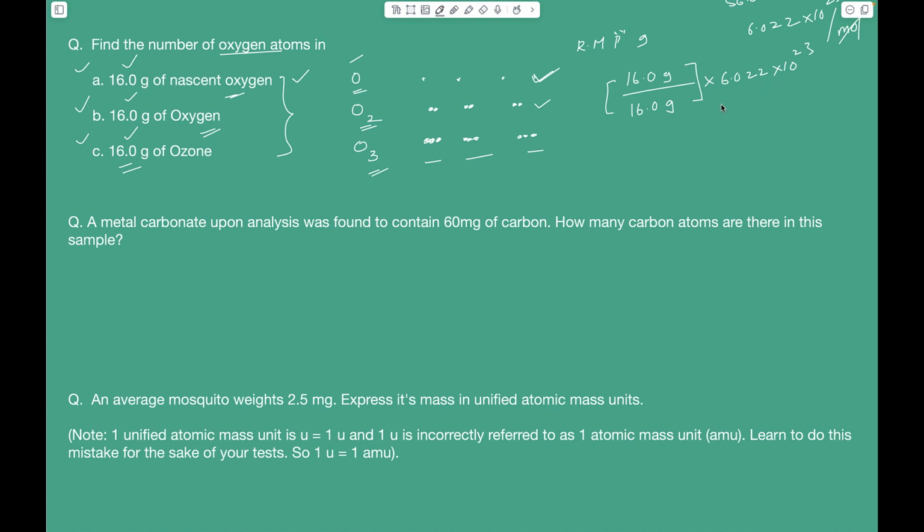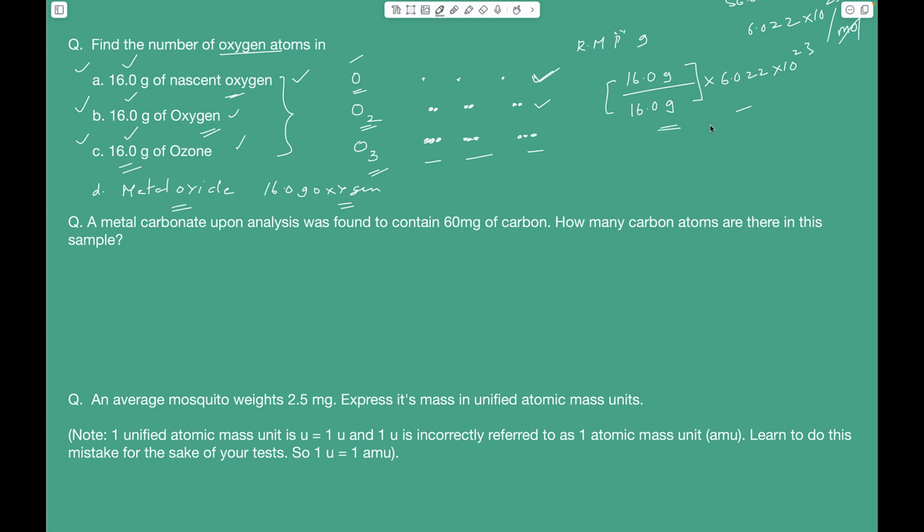And the remaining two cases would also have the same number of oxygen atoms. If you want, you can do the math for yourself and figure that out. And we can add one more case here. Let us say a sample of a metal oxide upon analysis was found to contain 16.0 grams of oxygen in it. Then how many oxygen atoms are present in this sample of metal oxide?